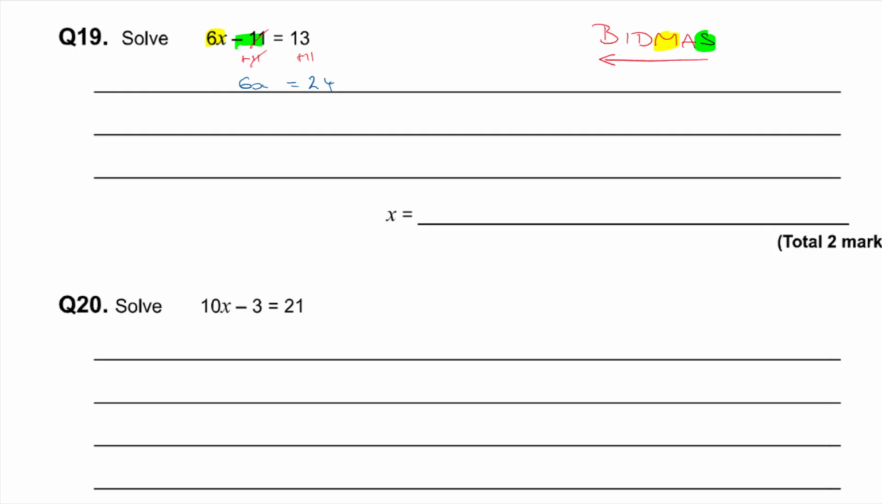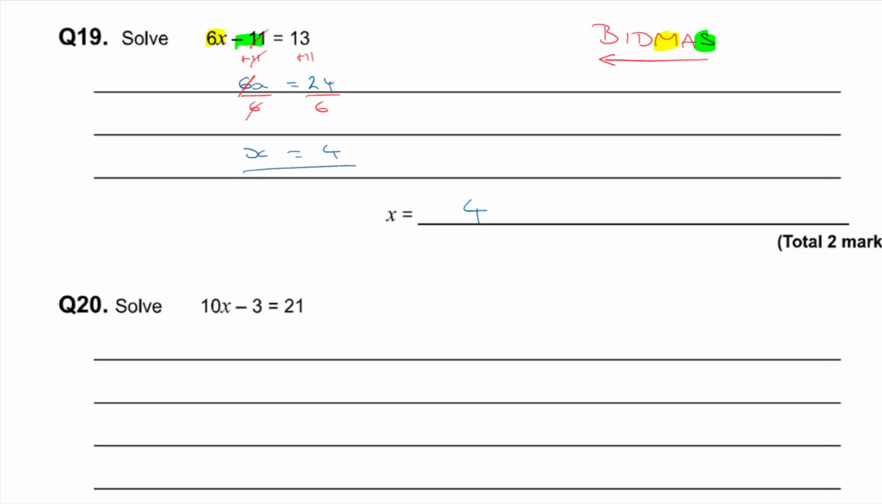And then the next thing we're going to be doing is we're going to get rid of that 6 in front of the x by dividing both sides by 6. That'll cancel, leaving me with the x. And then 24 divided by 6, that is 4. So x is 4 as a solution.